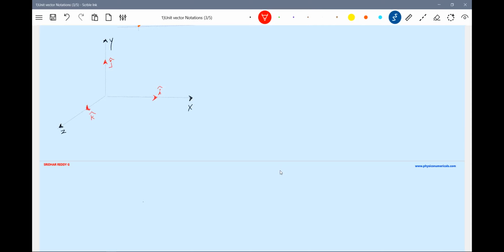Look at these vectors. Getting the idea? These are the unit vectors directed along the axes. So let's define i cap, j cap, k cap. What is the magnitude? The magnitude of all of them is one, because they are unit vectors. The magnitude of all three unit vectors is unity.